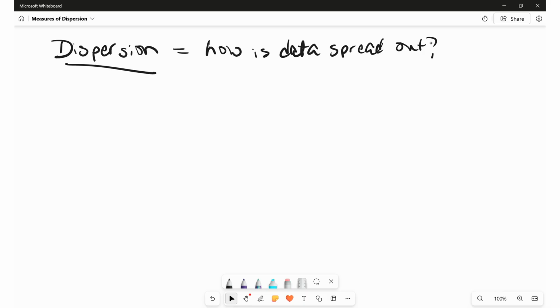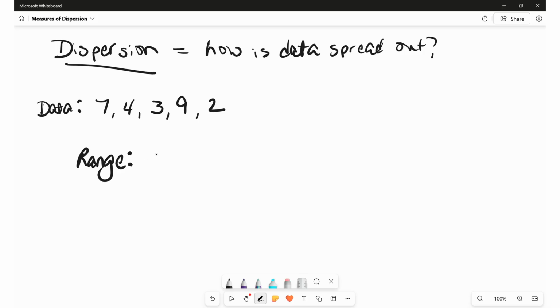Okay, so let's say that our data points are 7, 4, 3, 9, and 2. Well, the first thing that we want to look at when we're talking about how our data is spread out is range. And range is nothing more than the largest value minus the smallest.